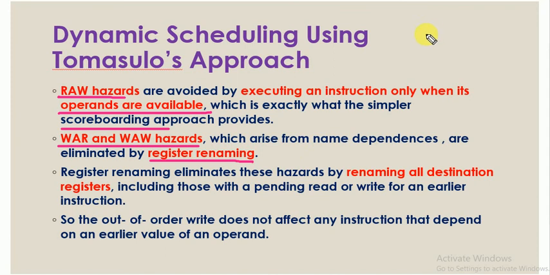If two results are written into the same register, for example R6, two different results come to the same register R6, one can be renamed with some other name. This means we need to use some additional registers for maintaining all these different registers used for storing the intermediate result. Register renaming eliminates these hazards by renaming all destination registers, including those with a pending read or write for an earlier instruction. So the out of order write does not affect any instruction that depends on an earlier value of an operand.